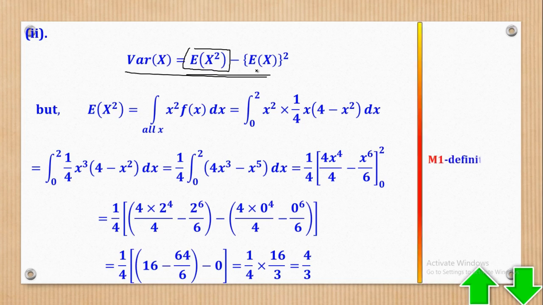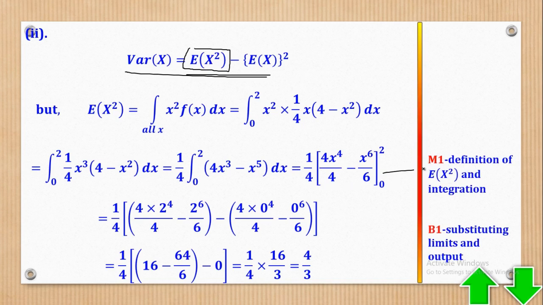Now before we go to the next slide to get the variance, let's see how much can be awarded for this slide. M1 is for the definition of E(X squared) and integration, so it's given at this point. Then B1 is for substituting limits and the output. So these have to be seen for you to get that B1.